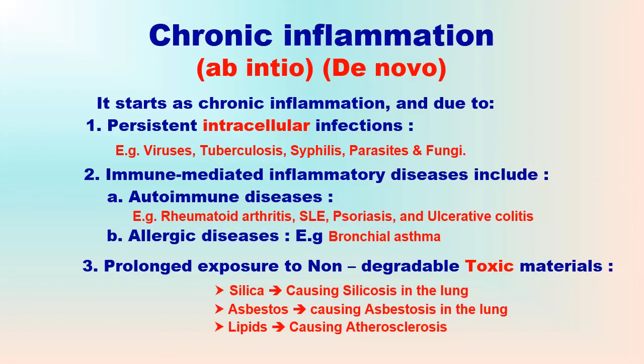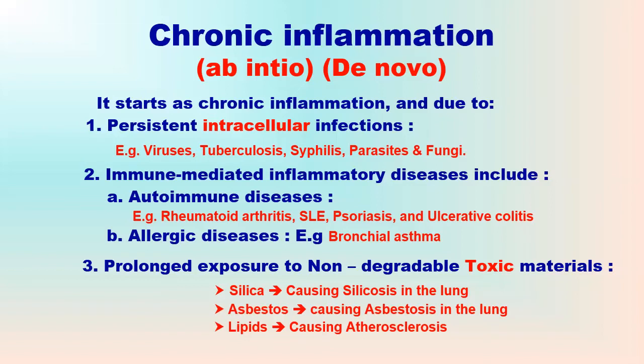Chronic inflammation ab initio or de novo. It starts as chronic inflammation from the beginning, as in the following settings. First, persistent intracellular infections such as viral infections, tuberculosis, syphilis, parasitic and fungal infections. All are regarded as chronic inflammation.